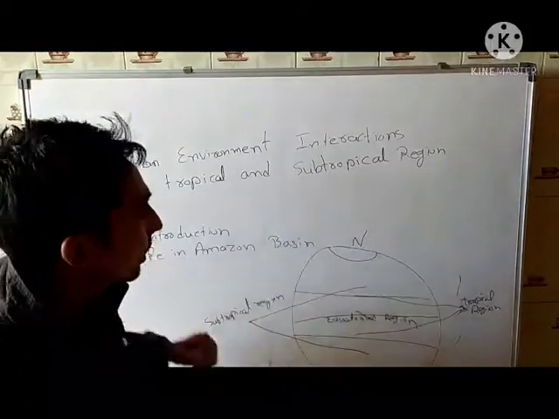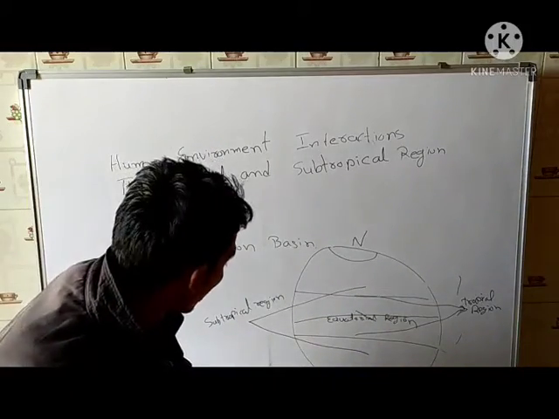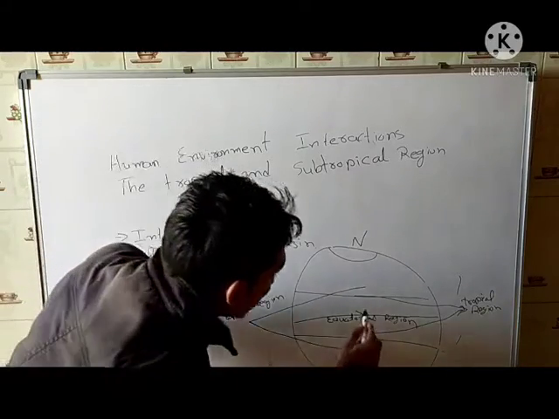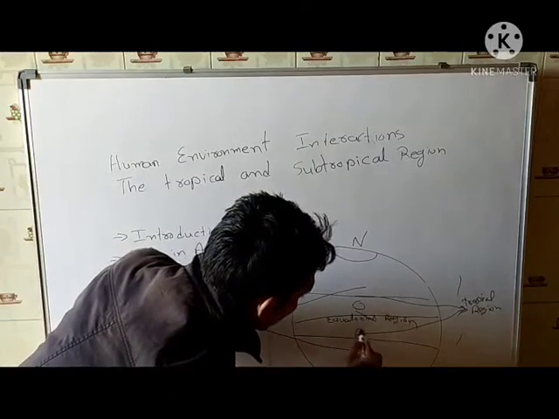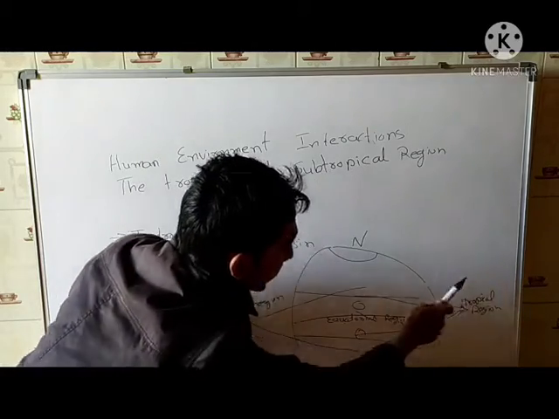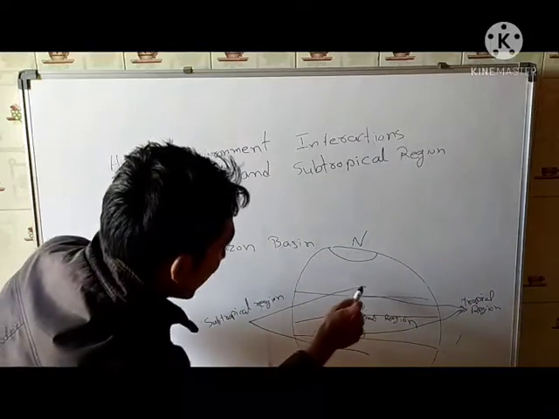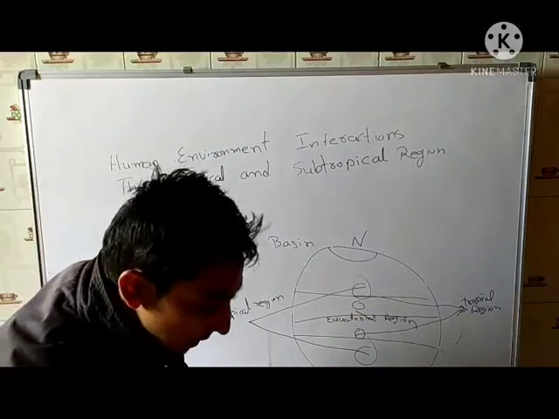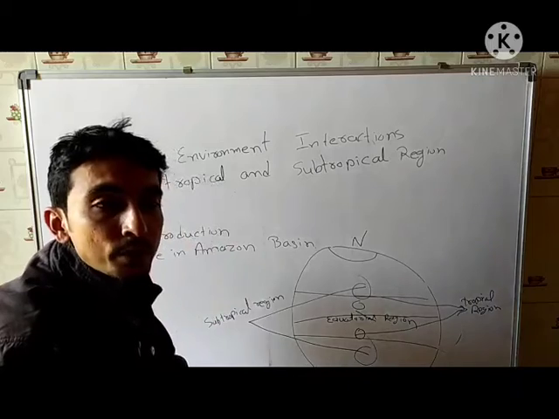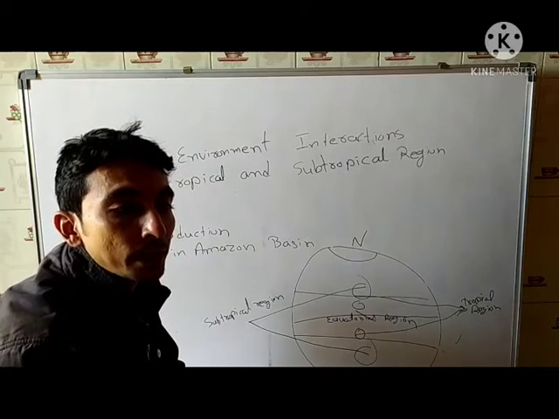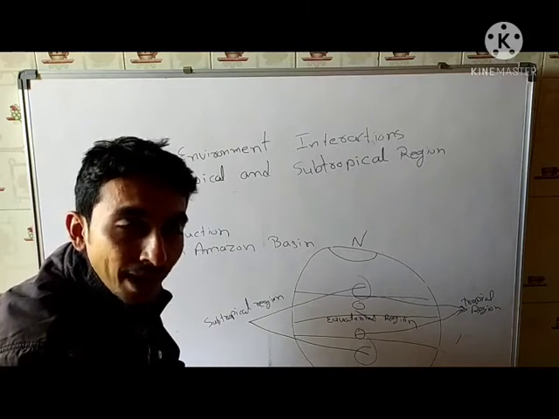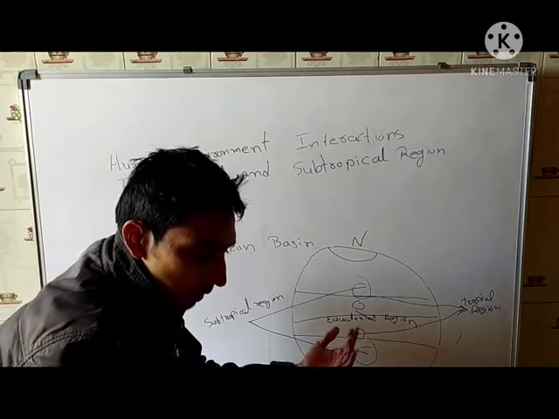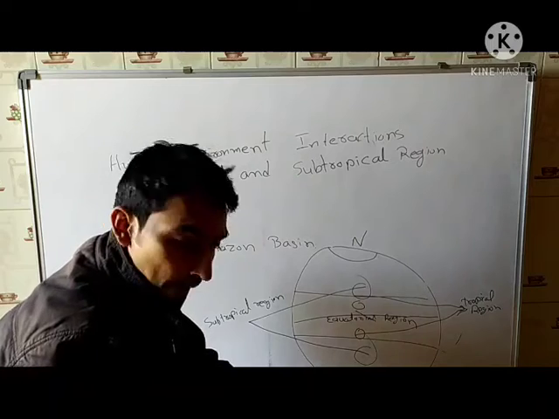The tropical and subtropical region. Now, let me tell you about tropical. These points are the tropical region on the globe, and these are subtropical, right? The climate of the subtropical region has wet winters, and the rain is heavy rain, right?